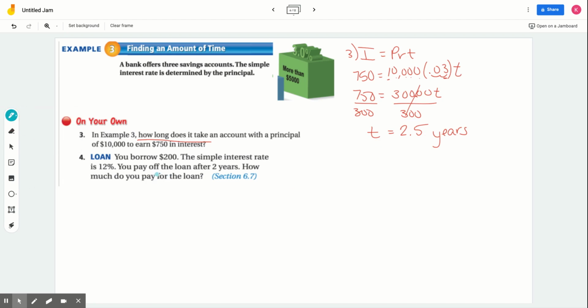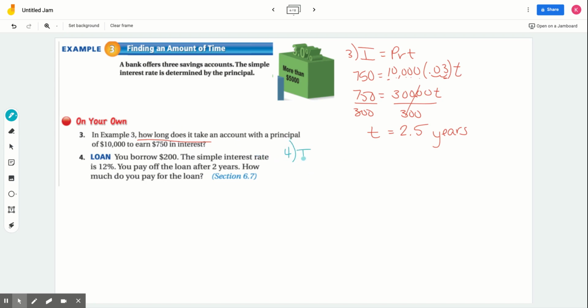Now, in number 4, it says you borrow $200. The interest rate is 12%. You pay off the loan after 2 years. How much do you pay for the loan? So when you take a loan to help you pay for something, you're going to pay interest. You're going to pay an additional percentage for the bank or the company to let you borrow that money. So it's like an additional fee. So let's take a look at how number 4 works.